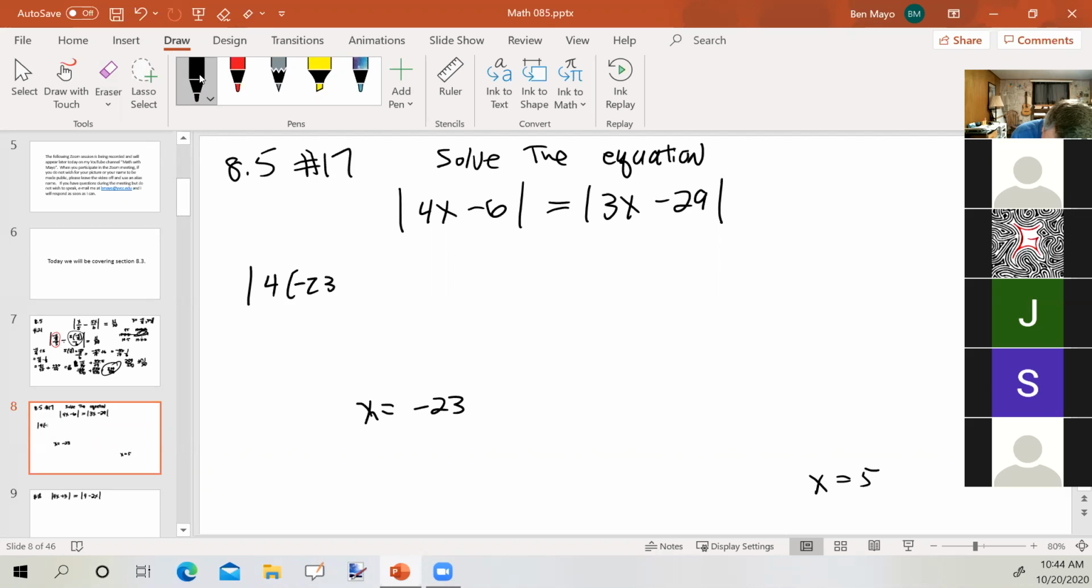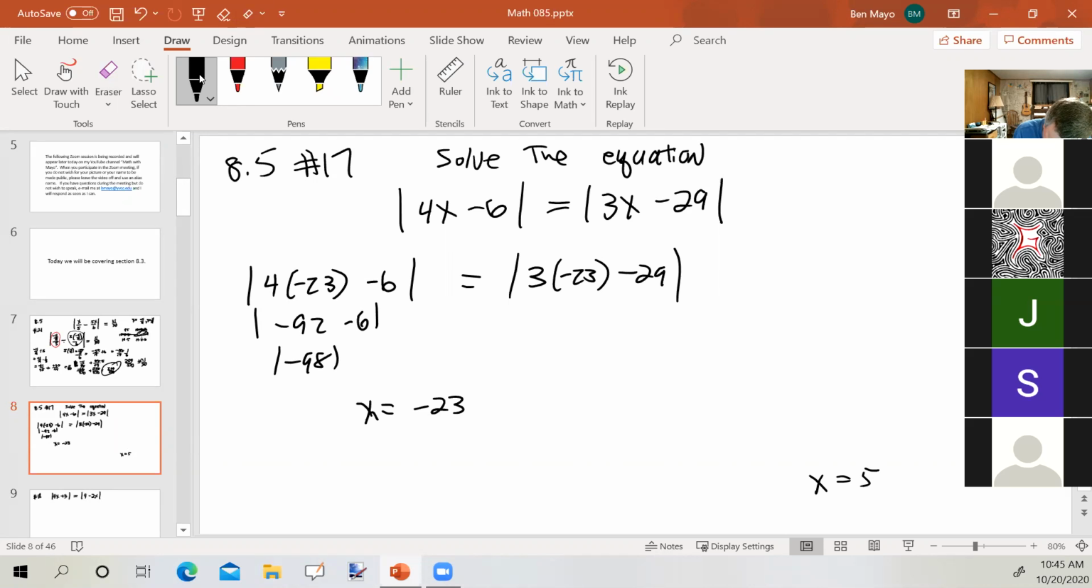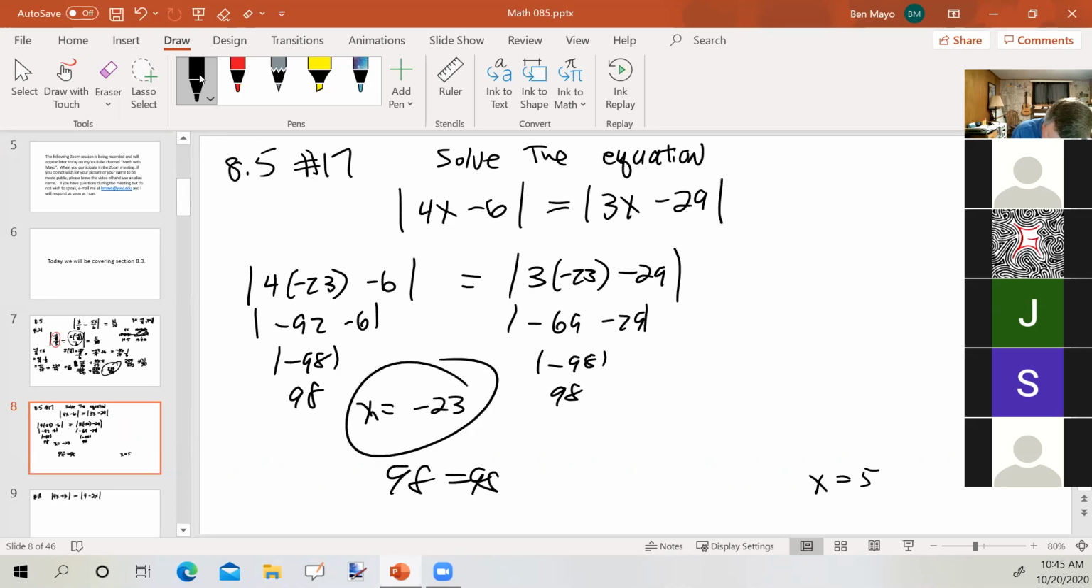4 times negative 23 minus 6 equals the absolute value of 3 times negative 23 minus 29. Okay, here we go. 4 times negative 23 would be negative 92. Minus 6 would be negative 98. Absolute value would be 98. Okay, right side. 3 times negative 23, that's negative 69. Minus 29 is negative 98. Absolute value is 98. 98 equals 98. So this one checks.